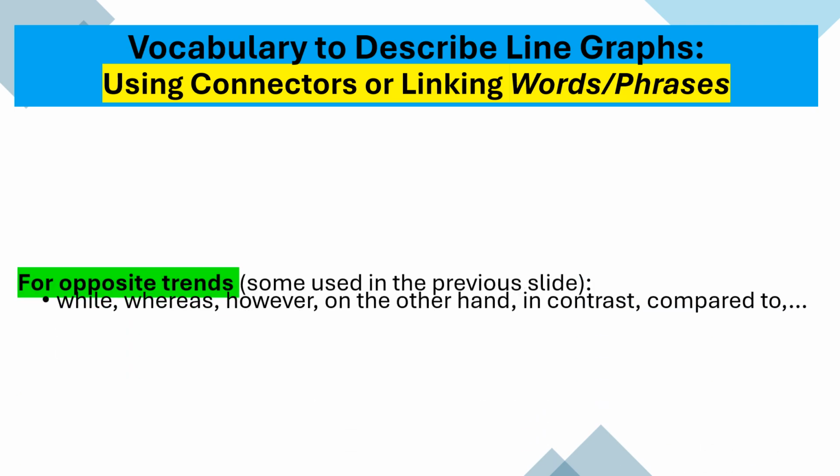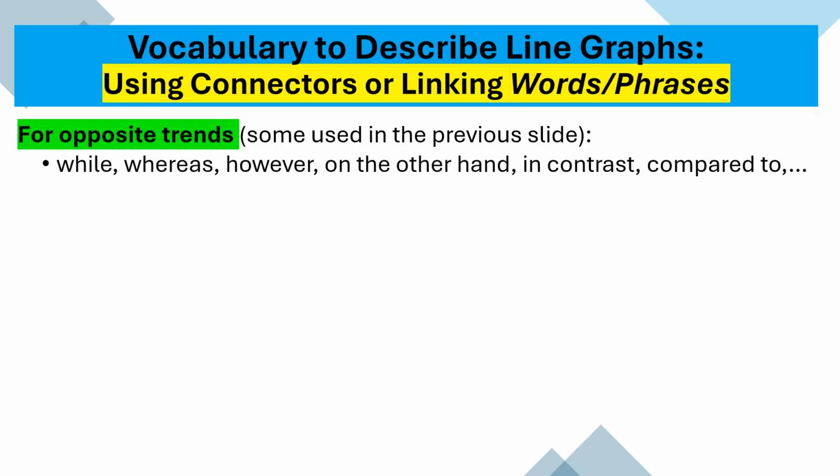First, when describing opposite trends, we use connectors like while and whereas, which was seen in the previous slide. They are used to show two trends moving in different directions at the same time. Additionally, phrases such as however, on the other hand, and in contrast highlight differences between trends in different periods or categories.